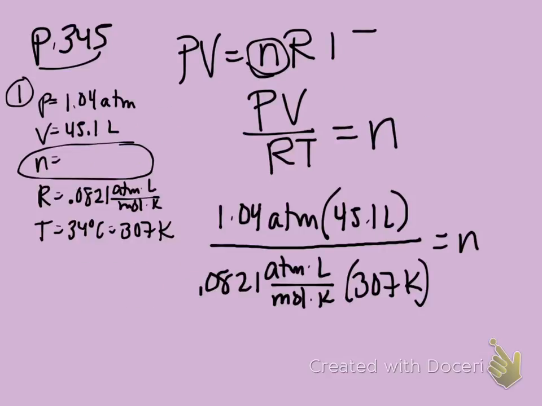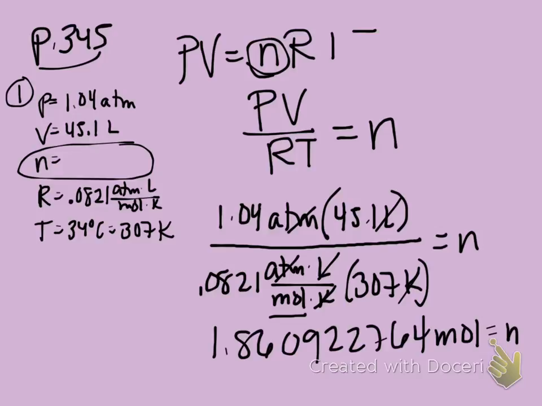Okay, so we'll do our dimensional analysis check. ATMs divided by ATMs, liters divided by liters, kelvins divided by kelvins. We end up with moles, which is what we want. And what's our raw number? Okay, so we have a raw number of 1.8609, etc., etc., etc. But that's not our final answer.